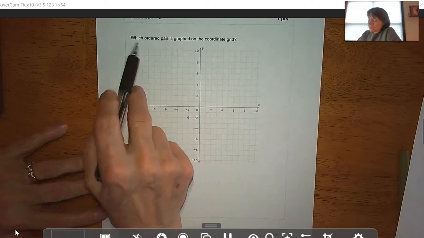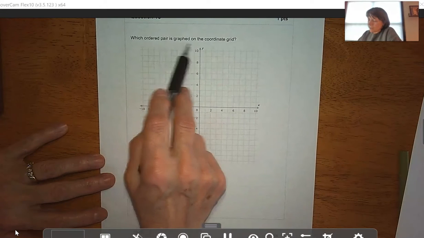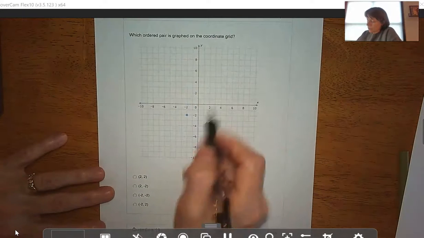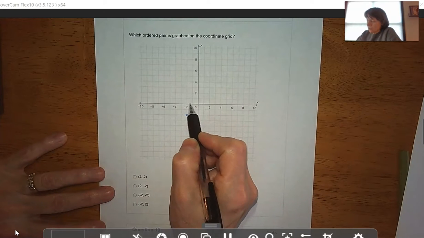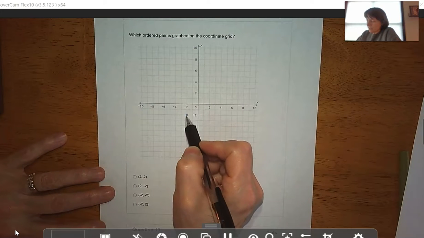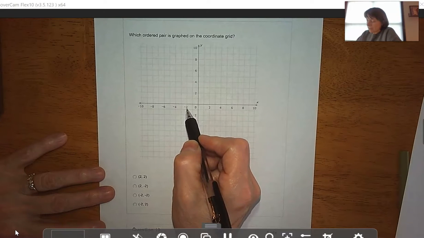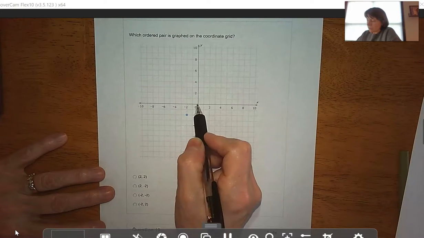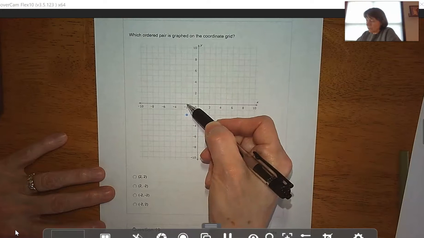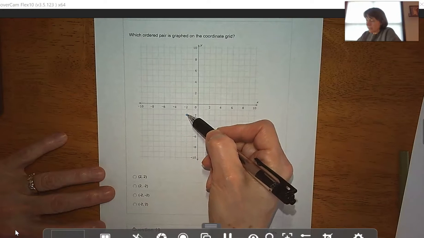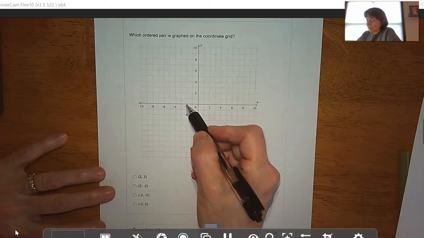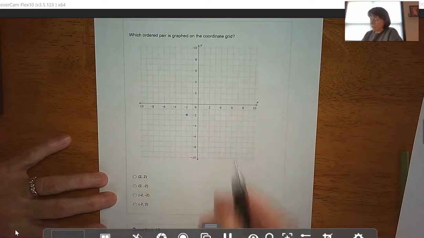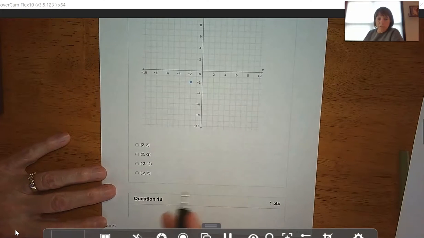All right, so question 18 asks us, which ordered pair is graphed on the coordinate grid? And so we're going to start at our origin. We're going to move over to -2 so that we're lined up with where the point is, and then we're going to travel down to that point. So that was down 2. So we went over -2 to get above the point, and then down 2 to get to the point. So our x value is -2, and our y value is -2 as well. So we want to choose the point (-2, -2).